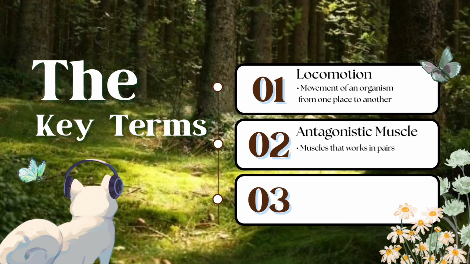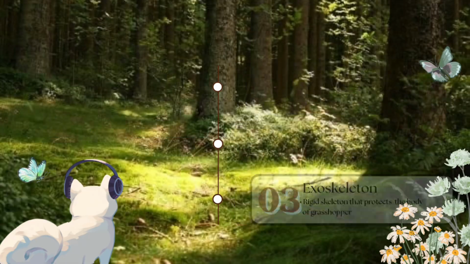Secondly, we have antagonistic muscle. In grasshopper, antagonistic muscles are a pair of flexor and extensor muscles that work in opposition to produce movements such as bending or straightening a leg. Finally, the last key term is exoskeleton. Exoskeleton is a rigid outer shell found in organisms like insects and crustaceans that provides protection and support.